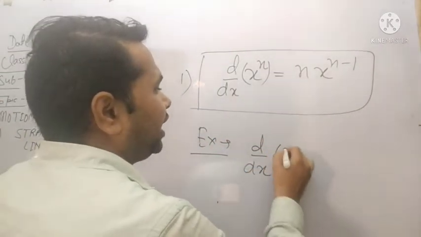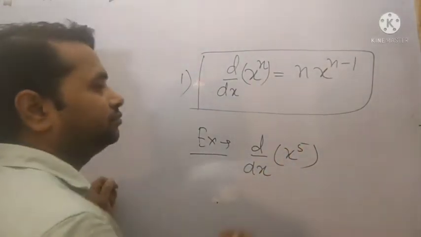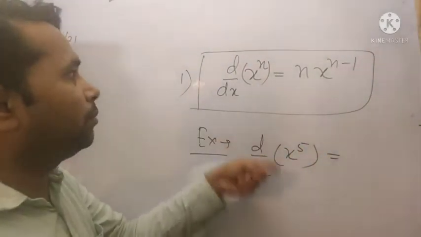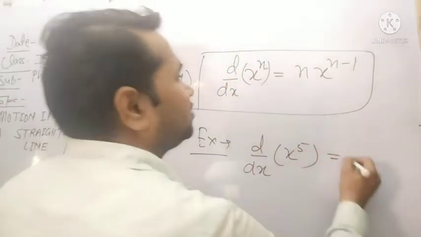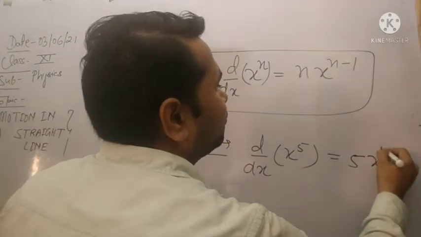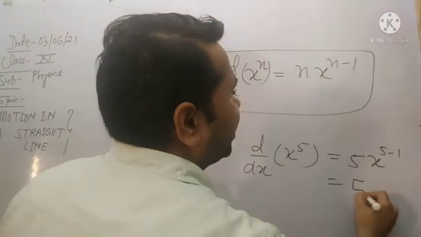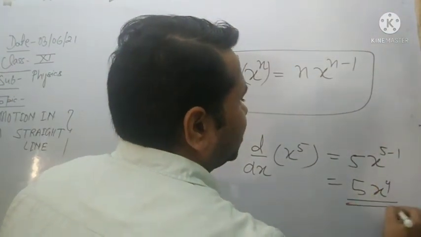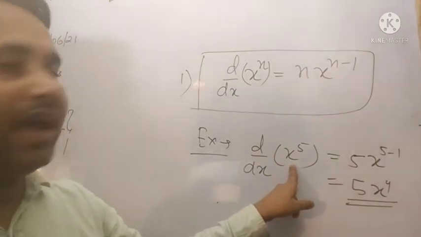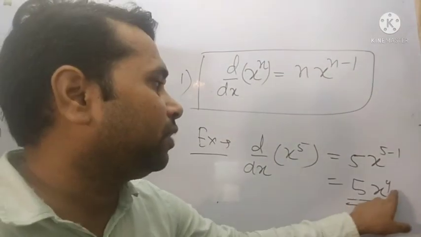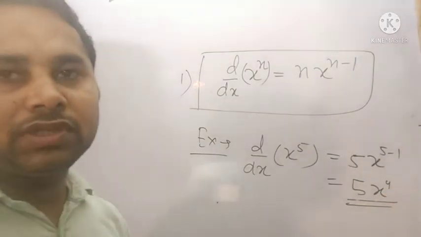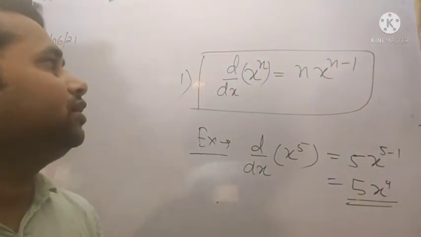Example check कर लो. Differentiation of suppose x to the power 5. So compare these two, left hand side. N means 5 here now. So answer will be 5x to the power 5 minus 1, that is 5x to the power 4. So x to the power 5 differentiation with respect to x is equal to 5x to the power 4. So this is the general formula of differentiation.